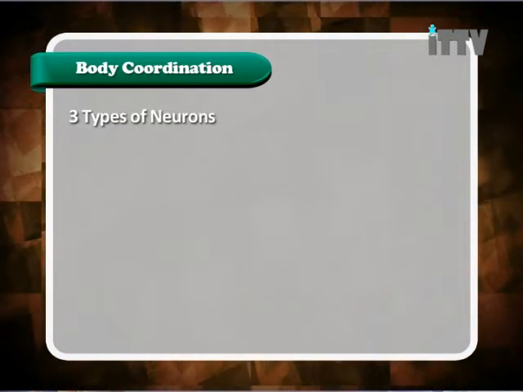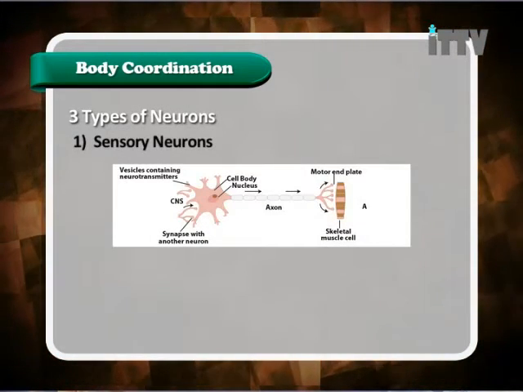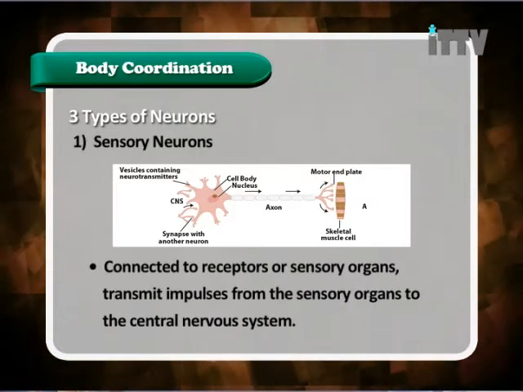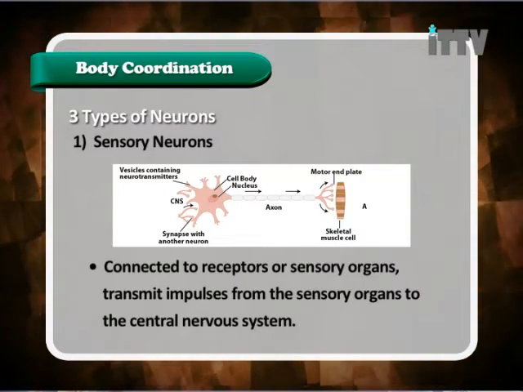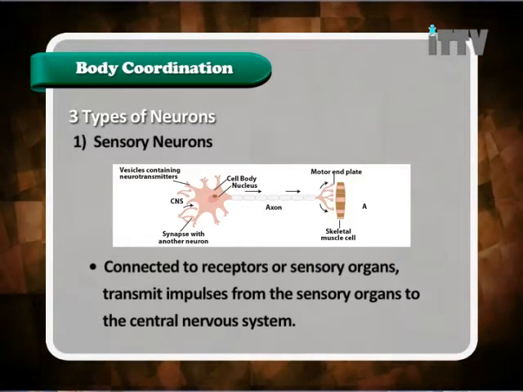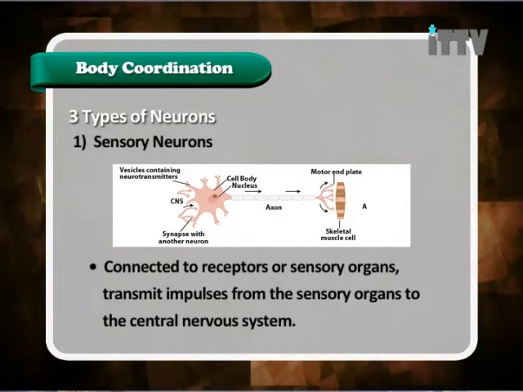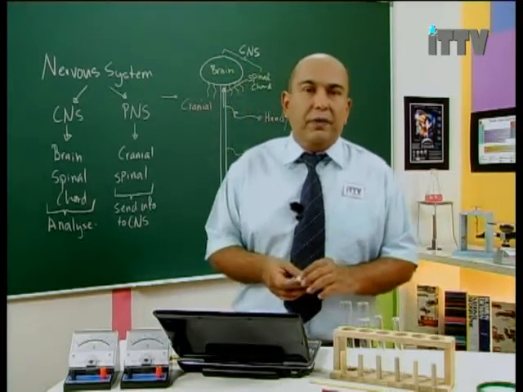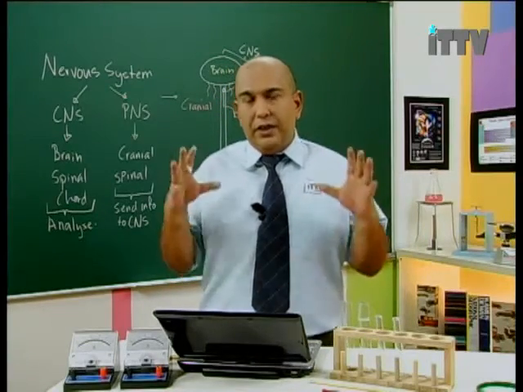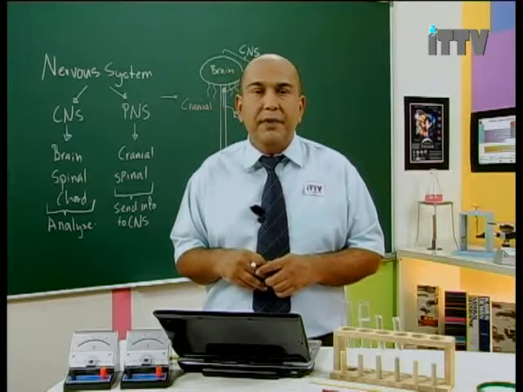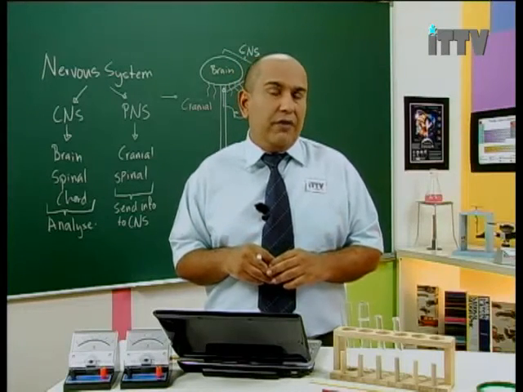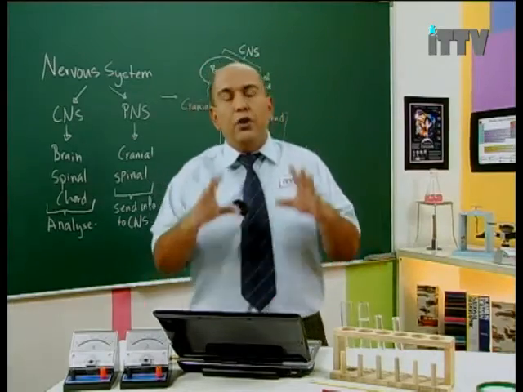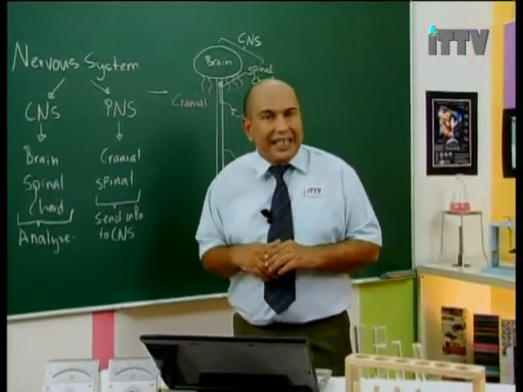There are three types of neurons. One, sensory neurons. Connected to receptor or sensory organs. Transmit impulses from the sensory organs to the central nervous system. So we've had a look, or we've given you some information on the neuron and the neuron structure. The first of the neurons we want to have a look at is called the sensory neuron. Let's go up to the board and have a look at what a sensory neuron is.